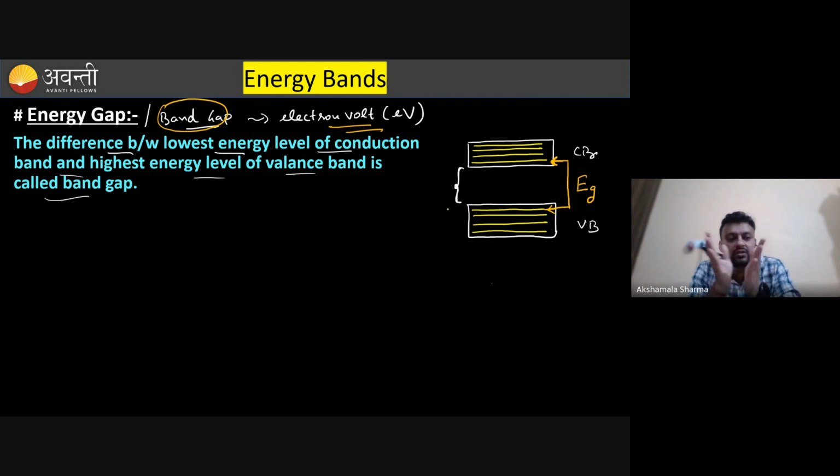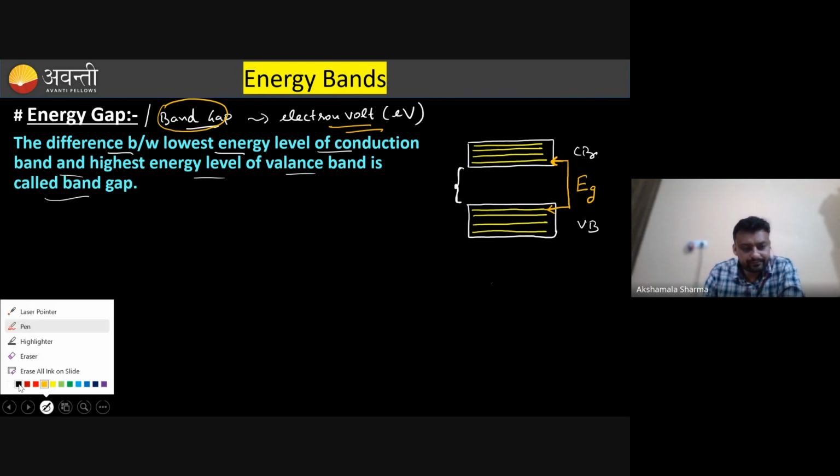Now based on this band gap, the materials are of three types. What are the three types? Insulator, semiconductor, and conductor. Three types of material we can define using this band gap. How? Very simple. Look at that.